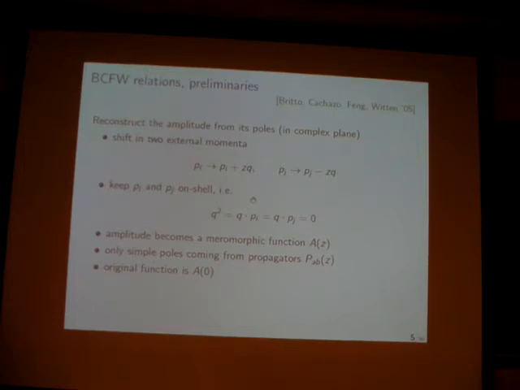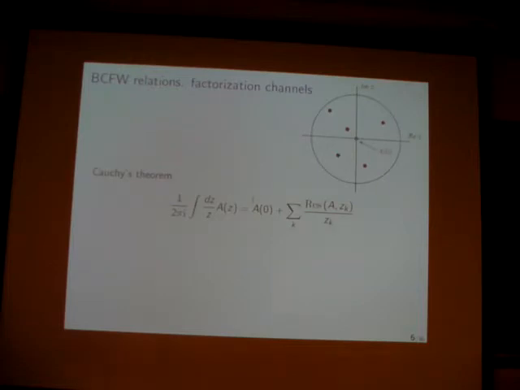It's clear that such a complexified function A(z) will have poles coming from the propagator, and of course the original function, at least for this shift, is obtained for the value when we set z equal to 0. Then we can use the Cauchy theorem and write down a circle around all poles and obtain this formula.